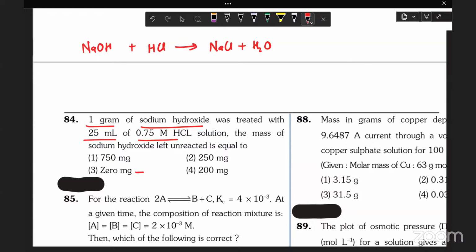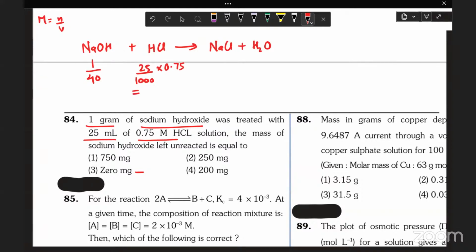You have been given 1 gram. I'll convert that into moles, 1 by 40. HCl is 25 ml into 0.75 molar, right? Molarity is moles by volume, so moles will be molarity into volume. The volume has to be taken in liters, into 0.75, keeping it as it is. So these are the moles of NaOH and HCl.